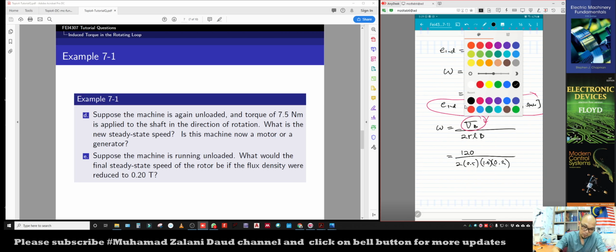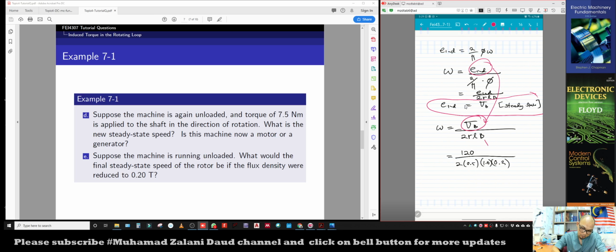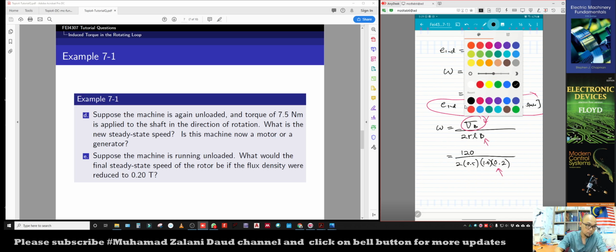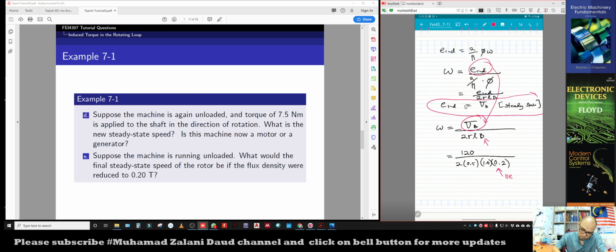So I'm using this B. This B is the new B, which is 0.2. The new flux density, 0.2 Tesla. Then the answer is 600 radian per second.